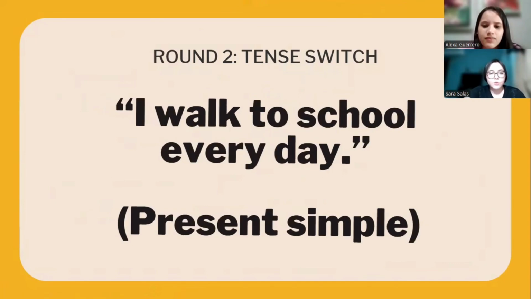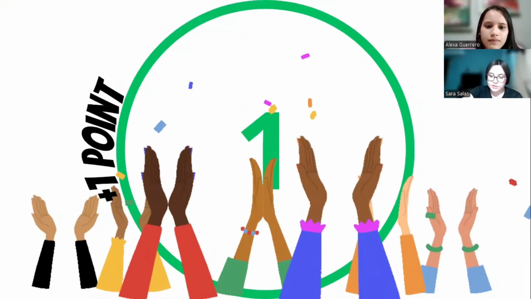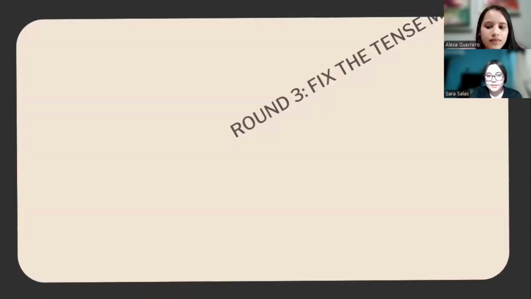For round number 2, the tense switch. I walk to school every day. This is in present simple. You need to put it in another tense. Okay, so in past simple, it would be I walk to school every day. Oh no, I got it wrong. It's I walked to school yesterday. It's in past simple. Correct. You have 2 points.